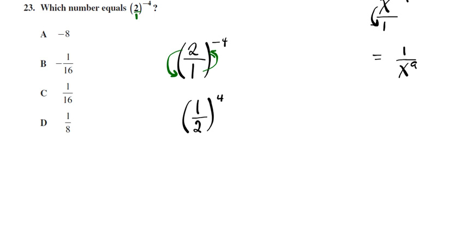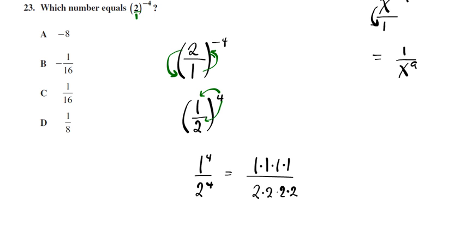So what does this become? Well, this power goes to both numbers in the parentheses, to the 1 and the 2. So it becomes 1 to the 4th divided by 2 to the 4th. Work that out. 1 to the 4th is 1 times 1 times 1 times 1, 4 times, and 2 to the 4th is 2 times 2 times 2 times 2, 4 times. If you multiply 1 by itself 4 times, you get 1. 2 times itself 4 times, you get 16. Your final answer is C.